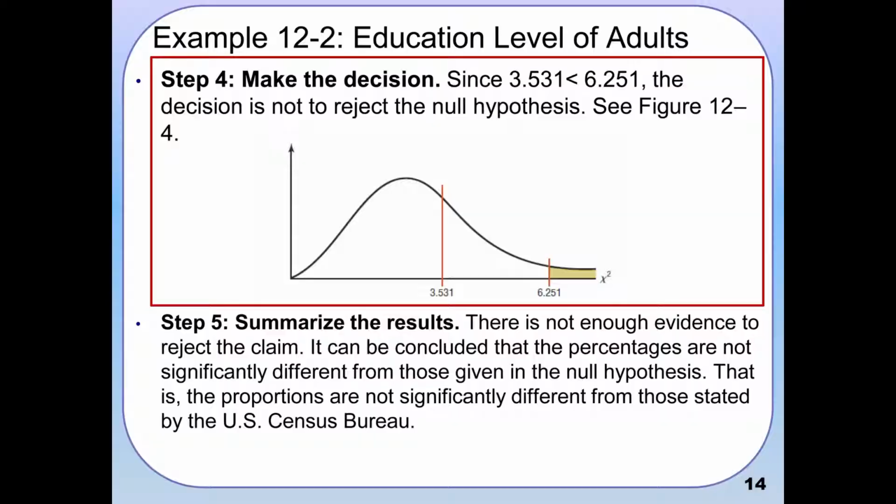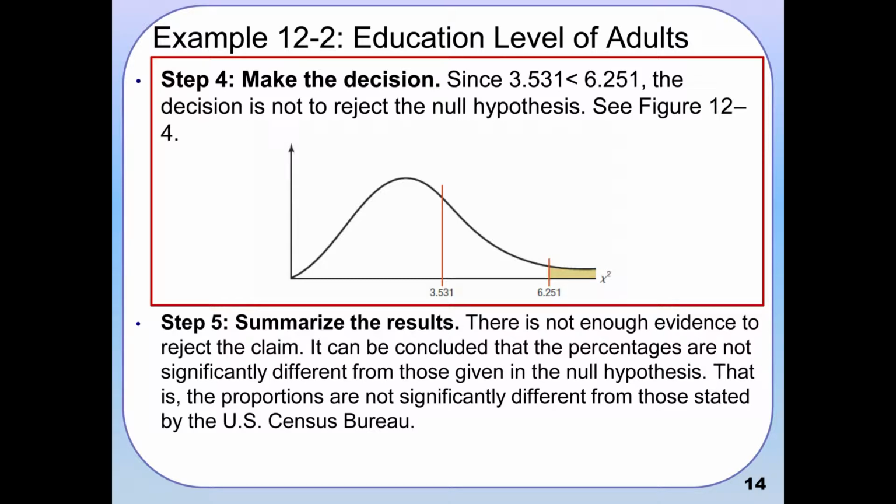Step 4 is make the decision. Since 3.531 is less than 6.251, the decision is not to reject the null hypothesis. We can see the figure 12-4.